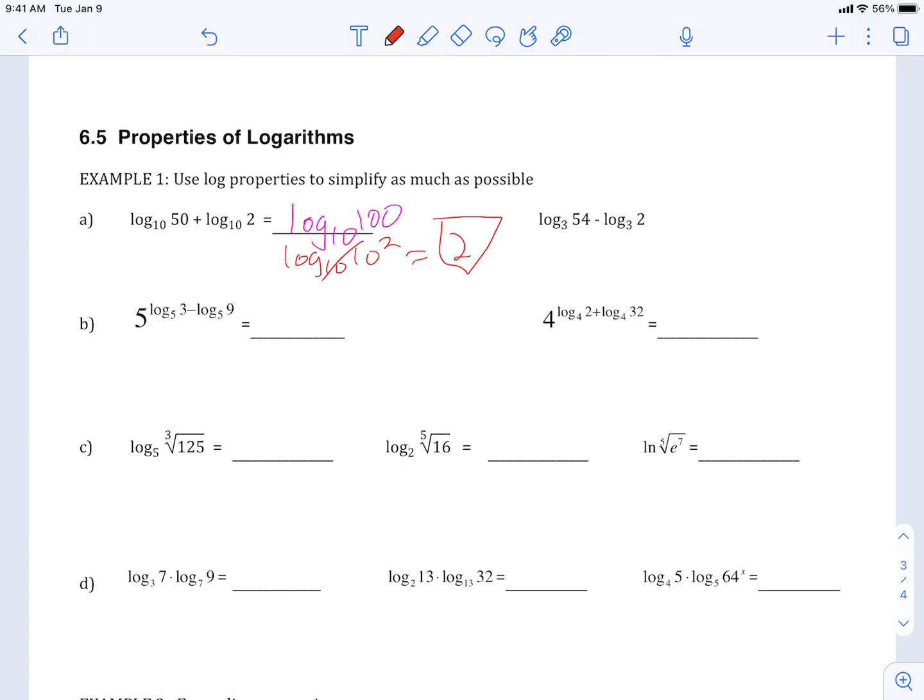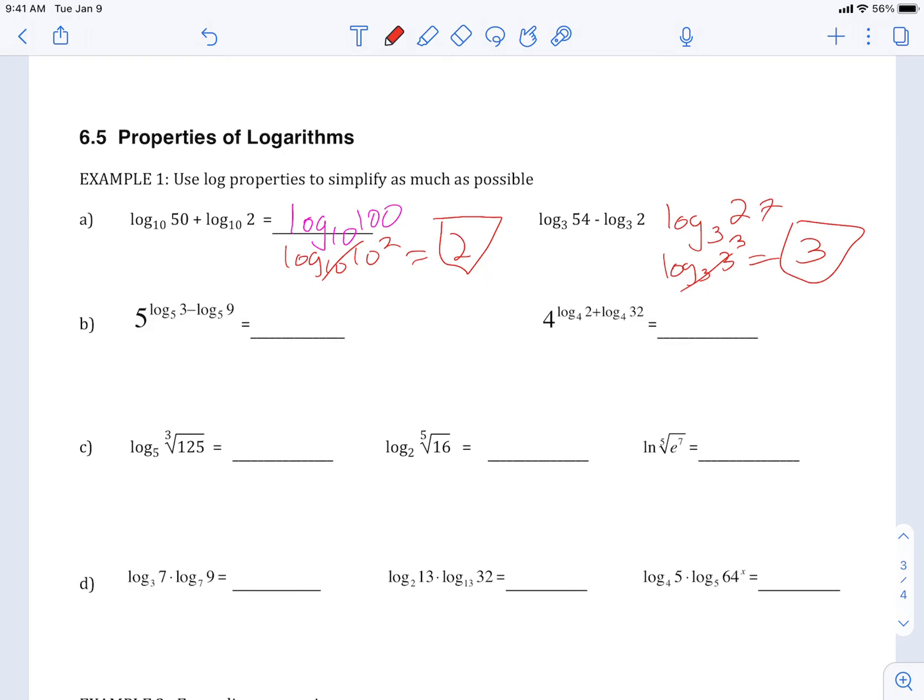Log base 3 of 54 minus log base 3 of 2. That's really log base 3 of 54 divided by 2, which is 27. But remember, 27 is 3 to the third power. So this is log base 3 of 3 to the third, which is just 3 as the final answer.